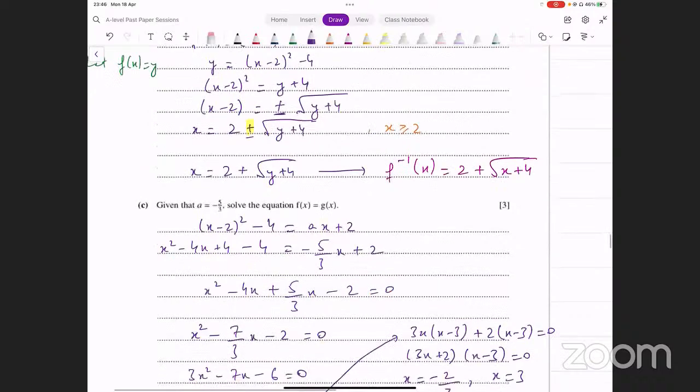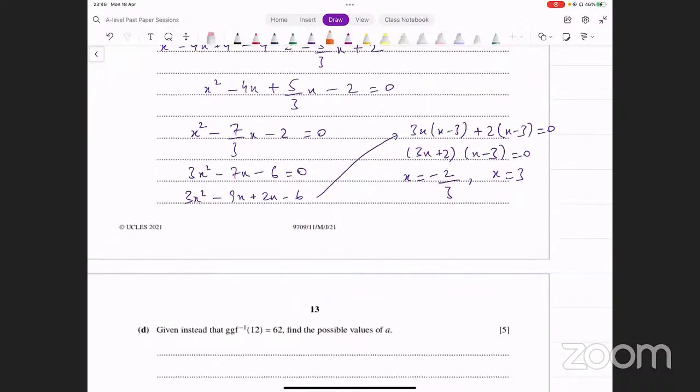तो हम यहाँ पे क्या करेंगे? We've got a value that's x equals -2/3. We will say this is not possible. Why? Because उसने कहा हुआ है कि x has to be greater than or equal to 2. This is going to be your only solution. अगर आप दोनों answers लिख दोगे यहाँ पे, you will lose 1 mark.